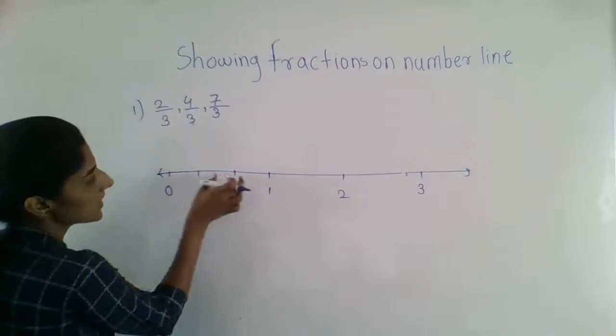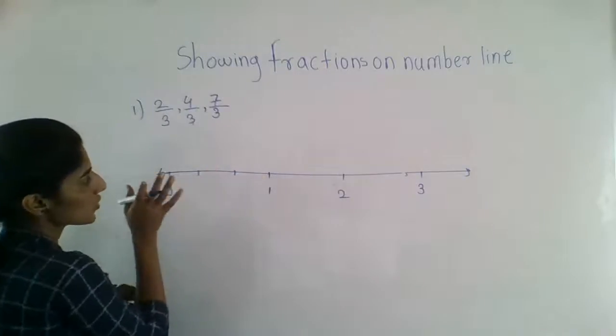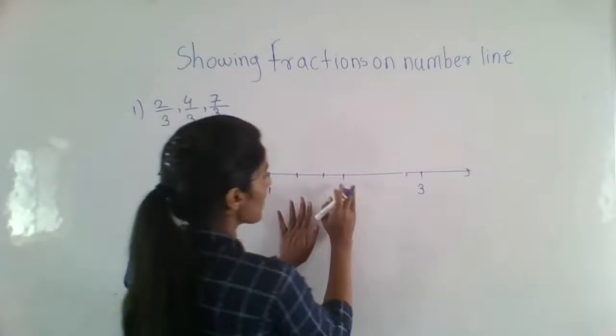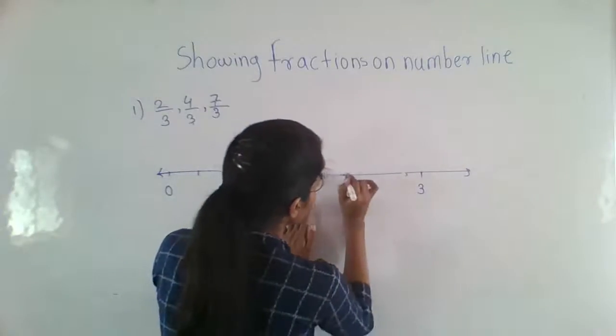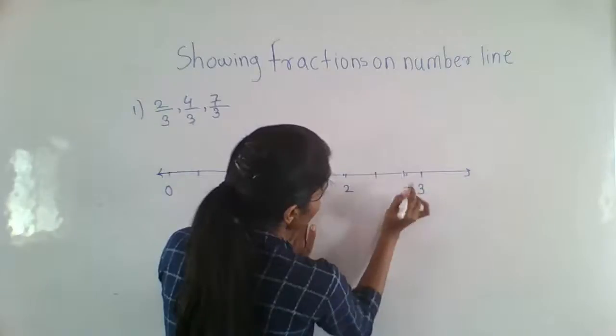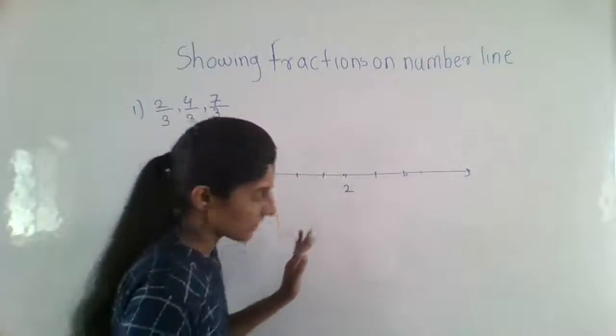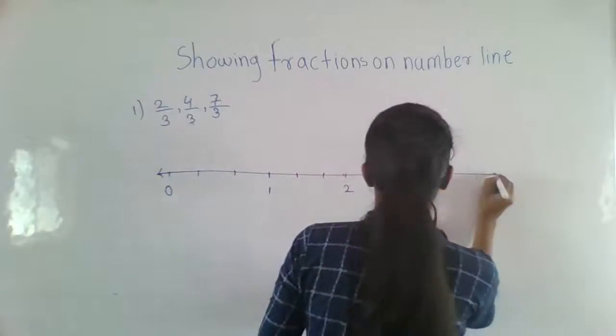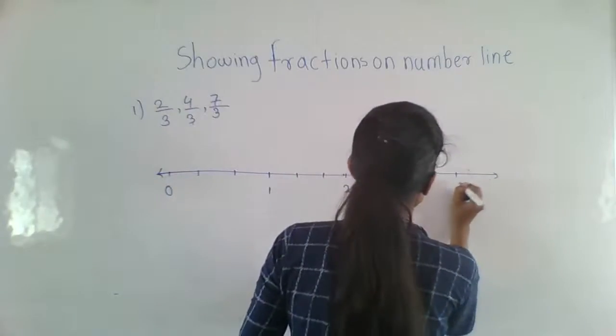Now you can see these are the equal parts of the line. Again divided into 3. Again these are equal parts, suppose. And here also divided into 3. Okay. You can measure by scale. Okay. 2 and 3 suppose here.